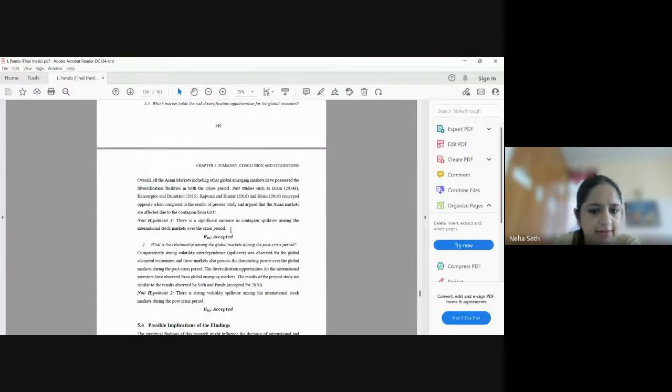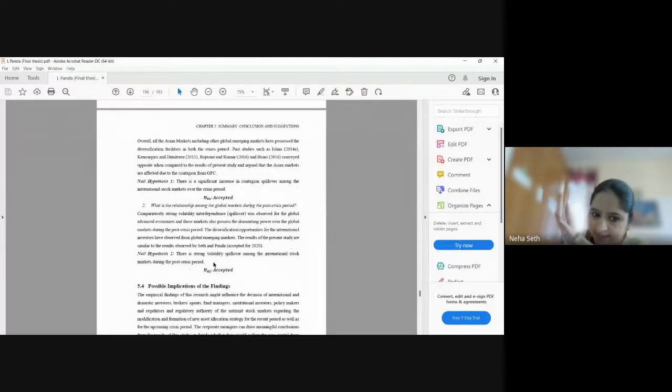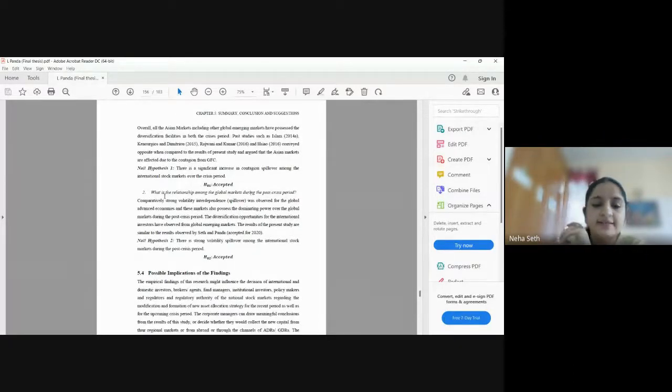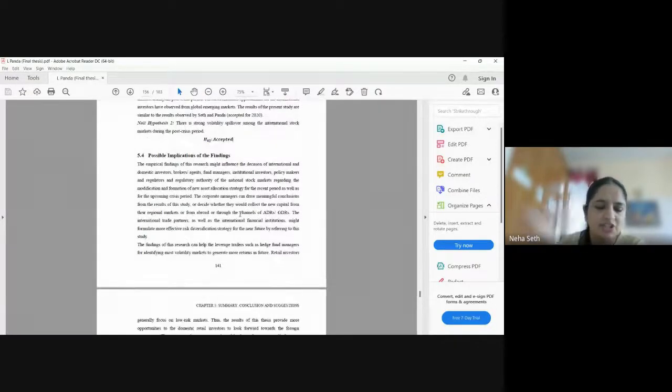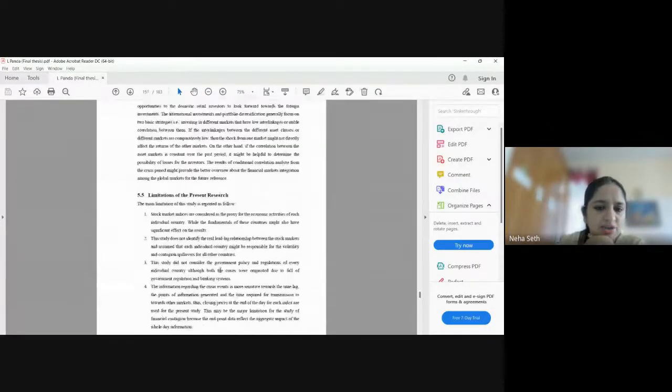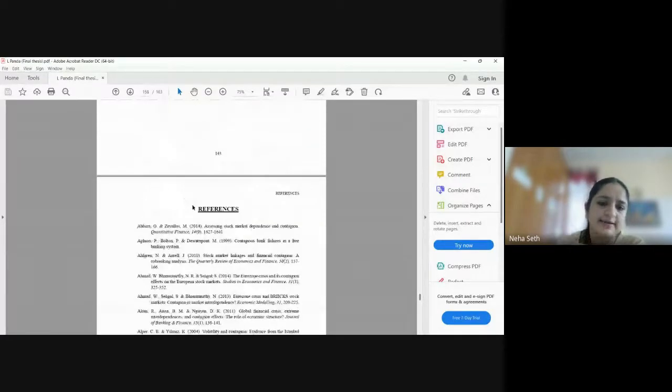And in the end, this was our hypothesis. Two hypotheses were framed, and a clear answer to this, that yes, our null hypothesis is accepted or our alternate hypothesis is accepted, is also clearly mentioned here. This was our second research question, a clear answer to this research question. This was our hypothesis, and it is again accepted, so it is clearly mentioned here. Possible implications of the study, limitations, and based on this, the future scope of research.